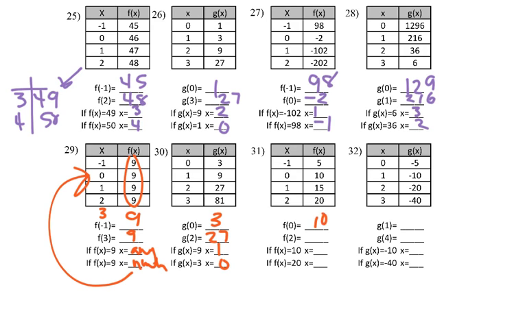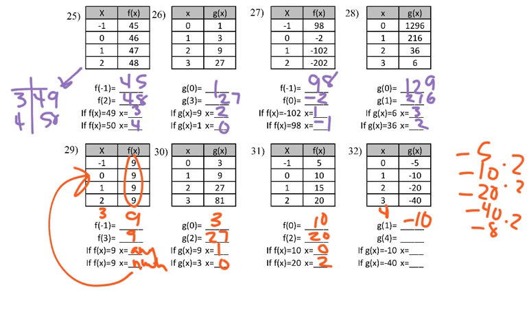f of 0 equals 10, f of 2 equals 20, f of x equals 10 makes x equal to 0, and f of x equal to 20 makes x equal to 2. g of 1 is negative 10, g of 4, okay, so we got to find the pattern, negative 5 to negative 10 to negative 20 to negative 40. You should see we're doubling, so it would be negative 80. g of x equals negative 10 back to 1, and negative 40 back to 3.